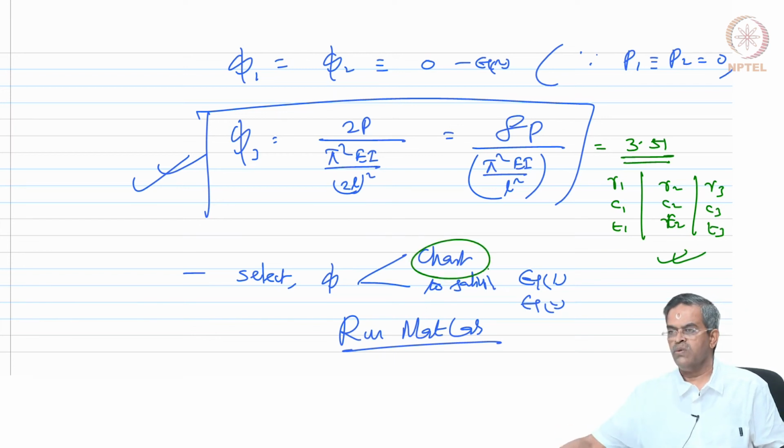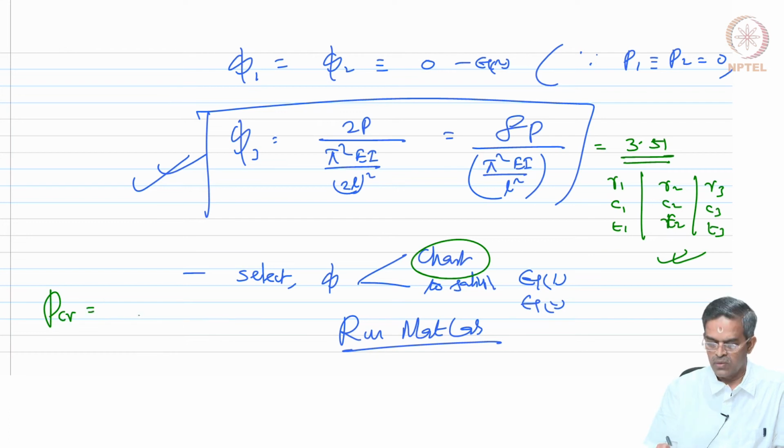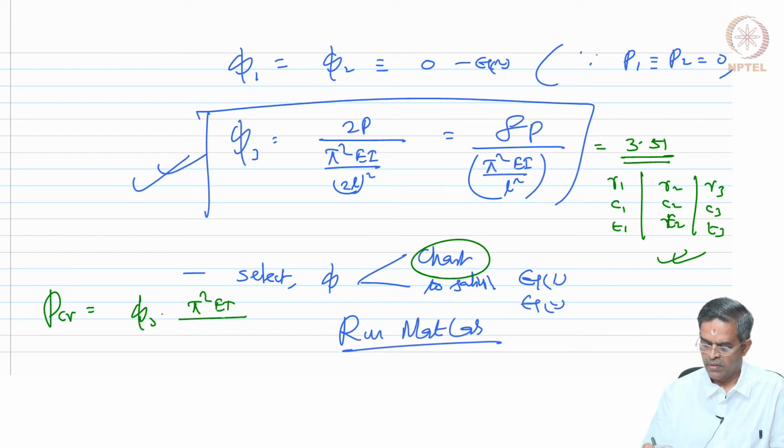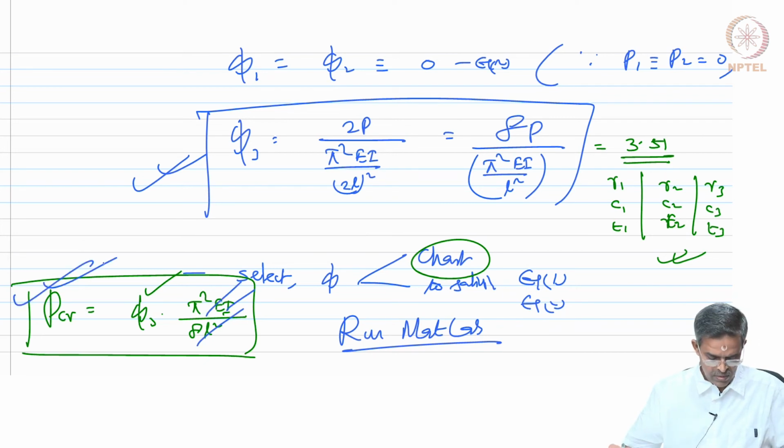So, if you have this value as 3.51, I can write PCR is equal to phi 3 of pi square EI by 8 L square. So, this is known if I know the cross section, if I know the length and if I know the E value, I can find the Euler's critical.